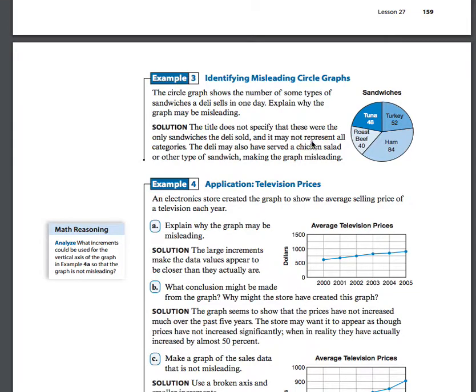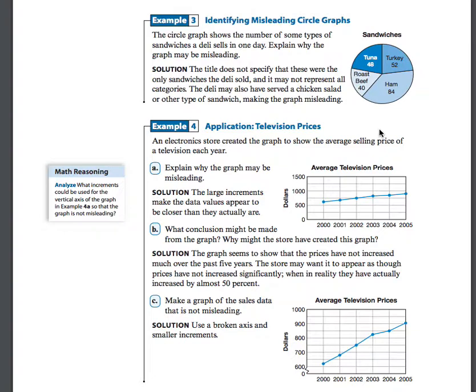The deli may also have served a chicken salad or other type of sandwich, making this graph misleading, as in they left out information because they weren't really explicit or clear in what they were saying in the title itself. If any of that is ever left out, specifically with a circle graph, it can be really misleading to give these different categories a larger piece of that percentage if all of them are not included.